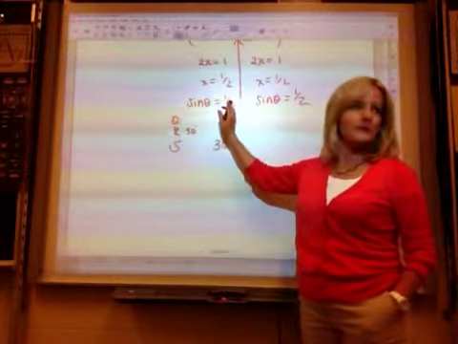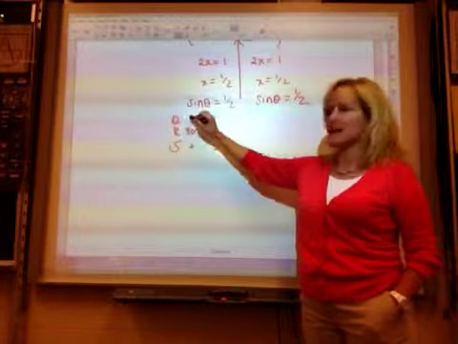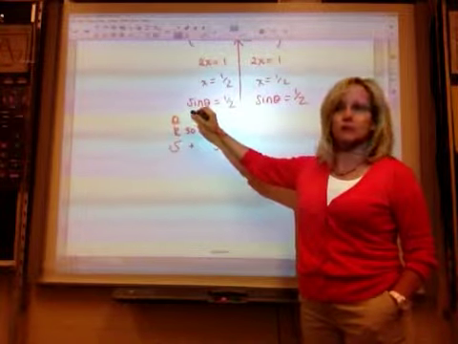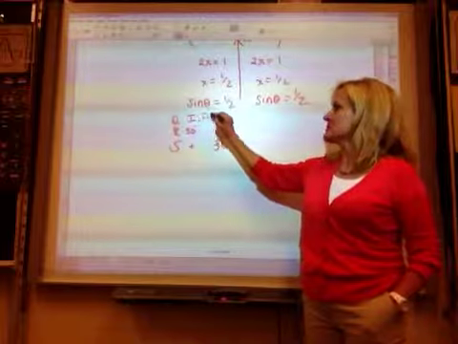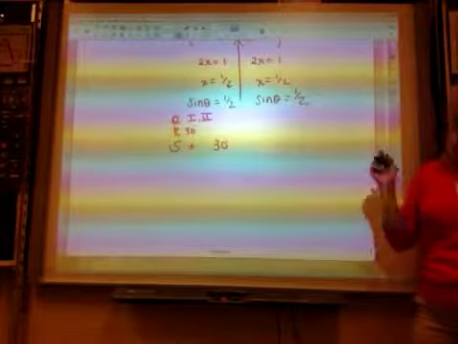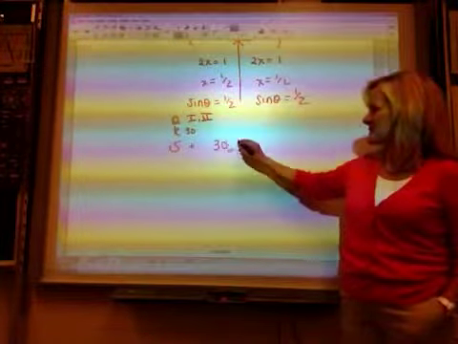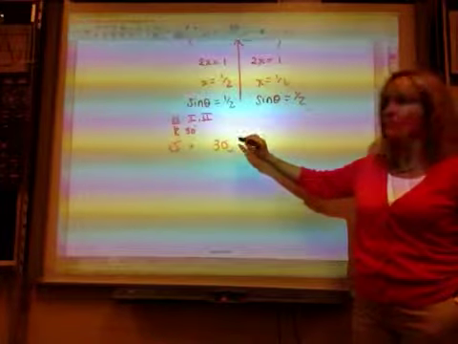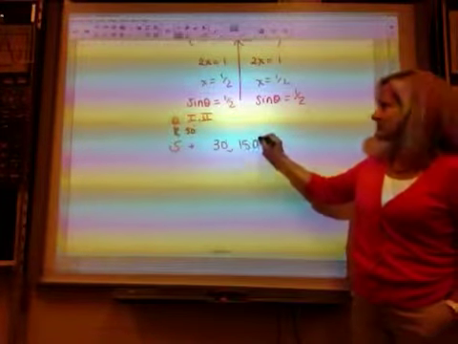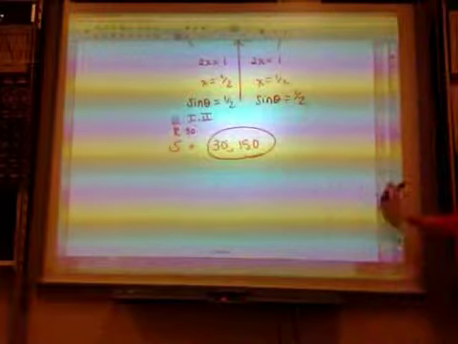Sine is positive in quadrants 1 and 2. There's always 2 answers, unless it's quadrantal or whatever. I think I heard it. 150, good. And these are nice, clean answers.